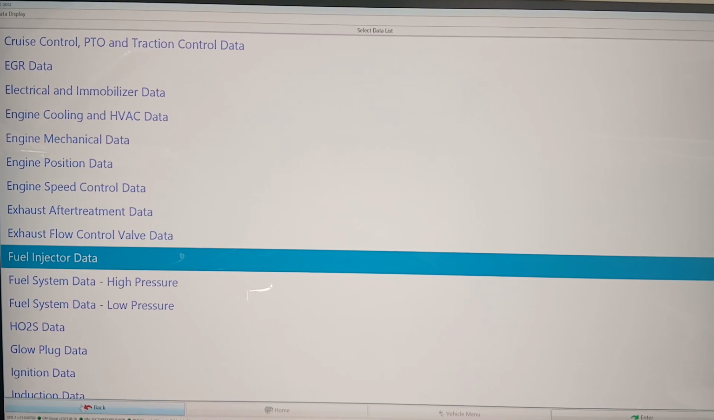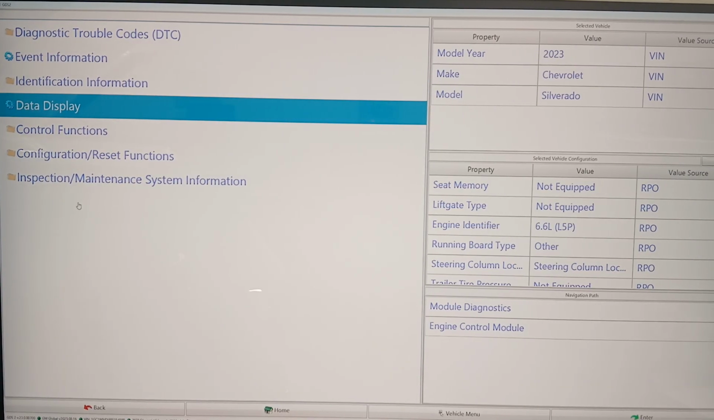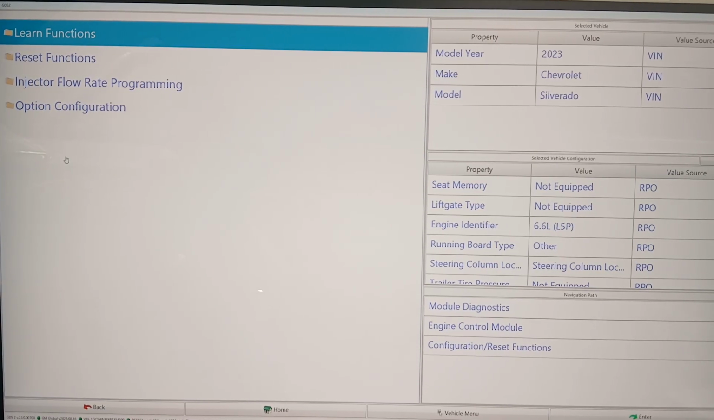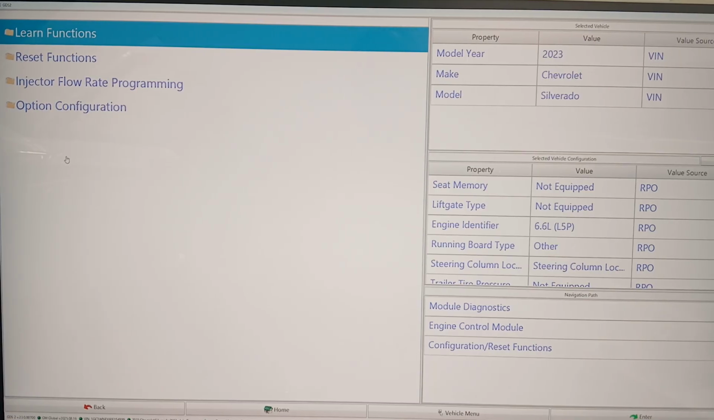So we're going to go into our reset information and see what we would need to reset if we replaced 1 or 2 or maybe even all of the fuel injectors. So configuration reset functions. You need to make sure that you have a scan tool, obviously, that will allow you to do this. One of the things I'm going to have to do when I replace those injectors is record the numbers that are on the tops of the injectors, right?